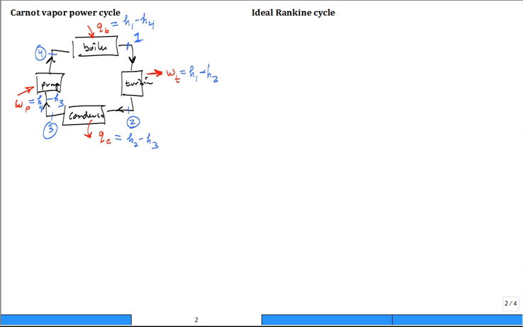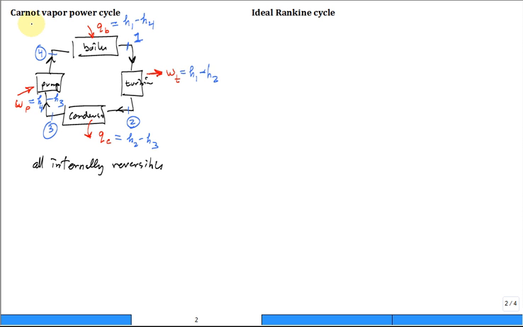Are all of these components, the flow through each of these components, is everything internally reversible? Yeah, it's all int-rev, or internally reversible. What does that mean? There are no irreversibilities in the turbine, no irreversibilities for the flow going through the boiler, through the condenser, through the pump.